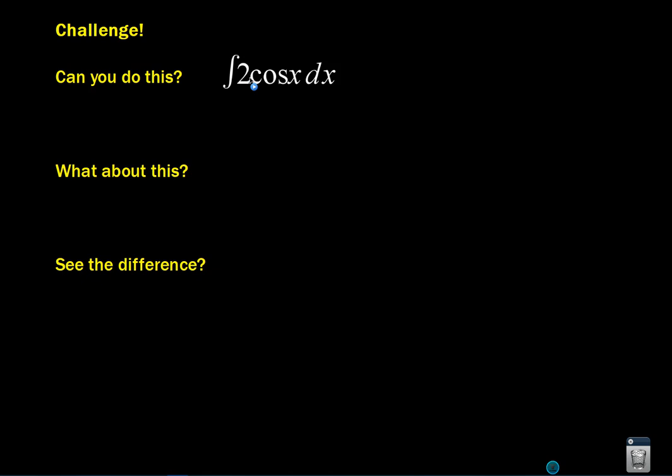You're probably looking at this and you're like, Mervin, that's not a challenge. What are you talking about? That's no big deal. The integral of 2 cosine x dx is simply, well, I'm going to take the 2 and bring it out front. So 2 times the integral of cosine x dx. And I know the antiderivative of cosine is just sine, so this becomes 2 sine of x plus c.